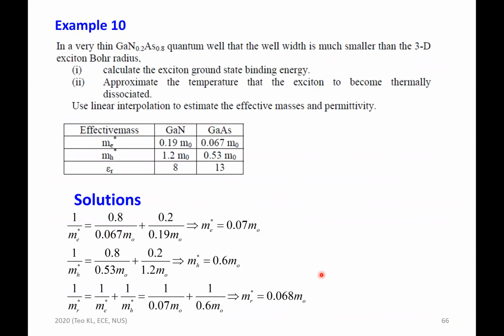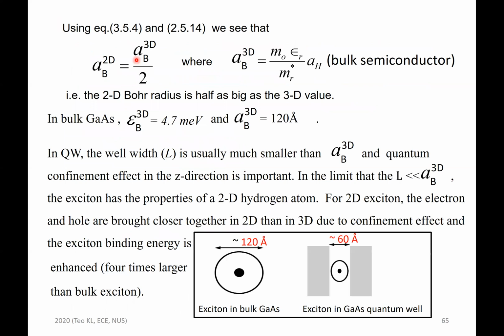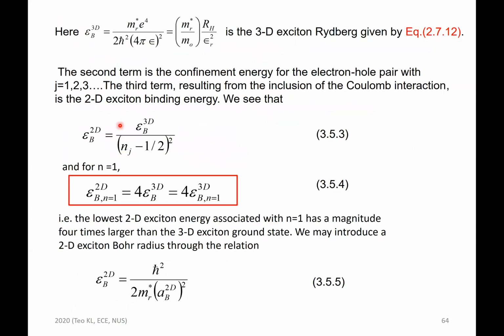So let us look at one example. Gallium nitride arsenide quantum well. Assuming this is the well material, and the well width is much smaller than the 3D exciton Bohr radius, calculate the exciton binding energy. First, in order to calculate the exciton binding energy, basically, we need to calculate the exciton binding energy in the 3D case, and then we multiply by 4 times.